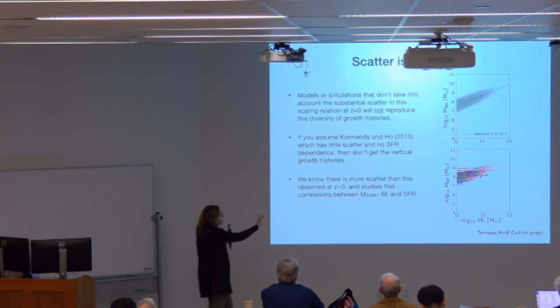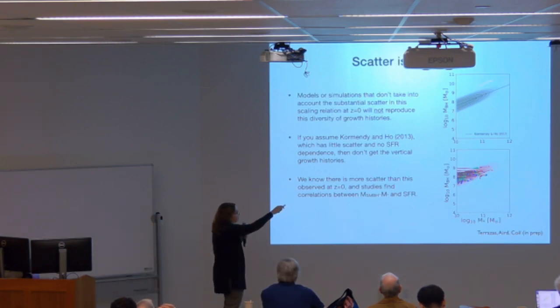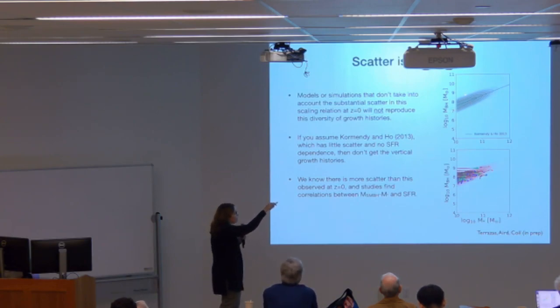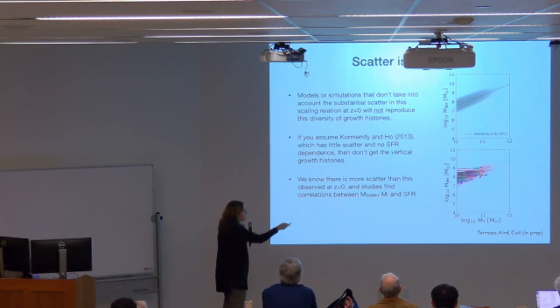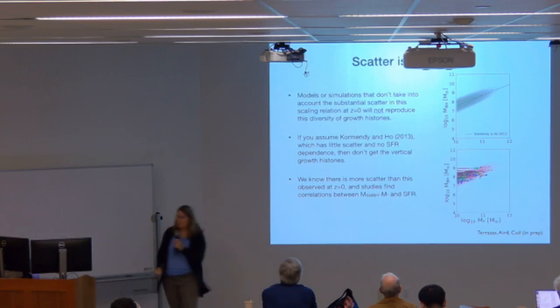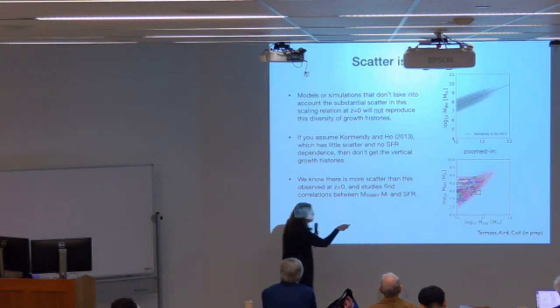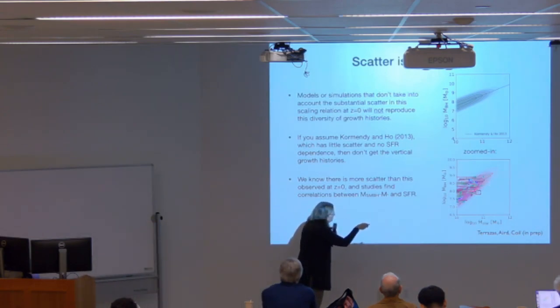So this is just for kicks. We were like, let's instead use Kormendy and Ho. Instead of sigma, this is stellar mass. But basically, it's a tight relation, no dependence on star formation rate. And then what do we see in terms of growth histories? That's small, so I'm going to zoom in for you. So here's a zoomed in version. Basically, they're mostly horizontal. There's a little bit of growth this way, but it's mostly horizontal.